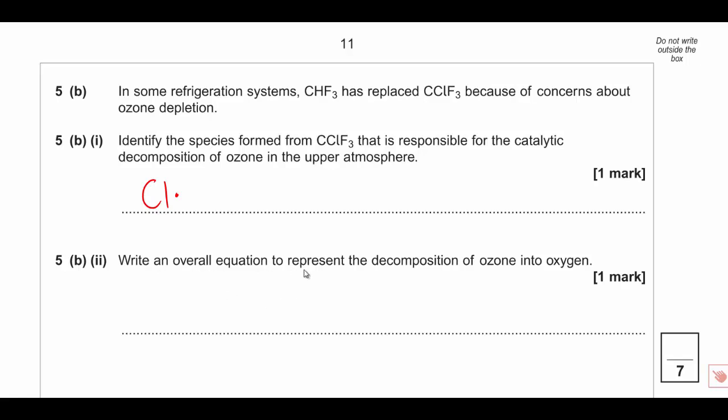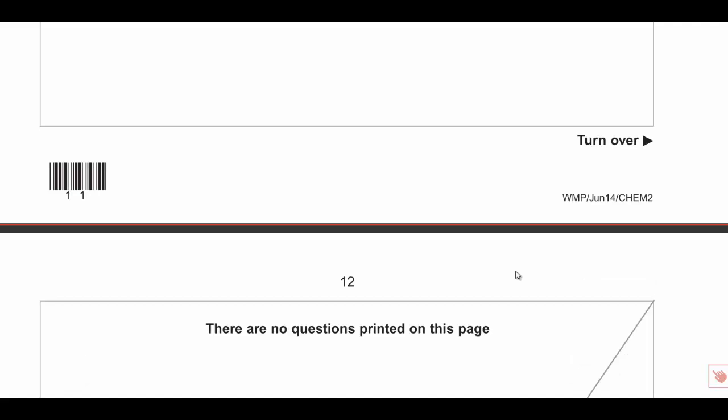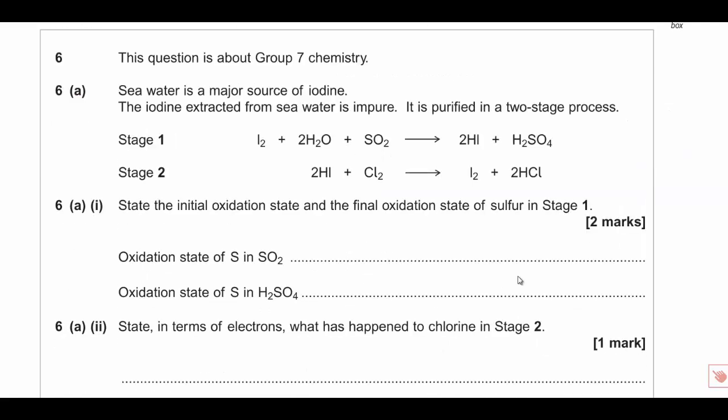Finally here, write an overall equation to represent the decomposition of ozone into oxygen. All we need is this overall one, so it's O3 going into O2, and then it's a case of balancing that up. Bam, like that. There's your 7 marks. Question 5, we're done with that now. We're on to question 6. Oh, 2 spare pages. Wasting, trees are dying everywhere.